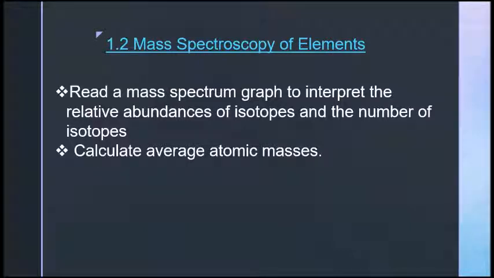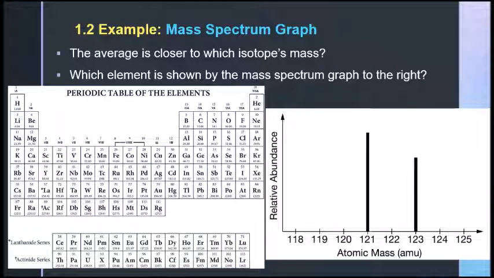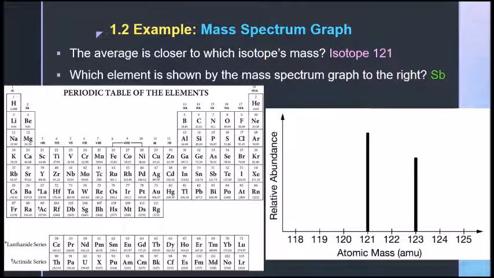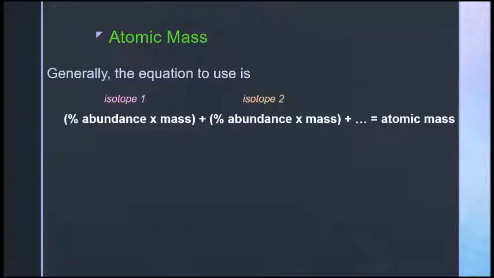Now, before I turn you loose to go start working on your progress checks, I wanted to just show you the highlights of the PowerPoint. So it goes on to the next topic, 1.2, mass spectroscopy of elements. Tells you what you really need to be able to do here. Gives you some example problems. You try out the example problem, you check your answer. The answers are here. Going over a few more things for 1.2, average atomic mass.